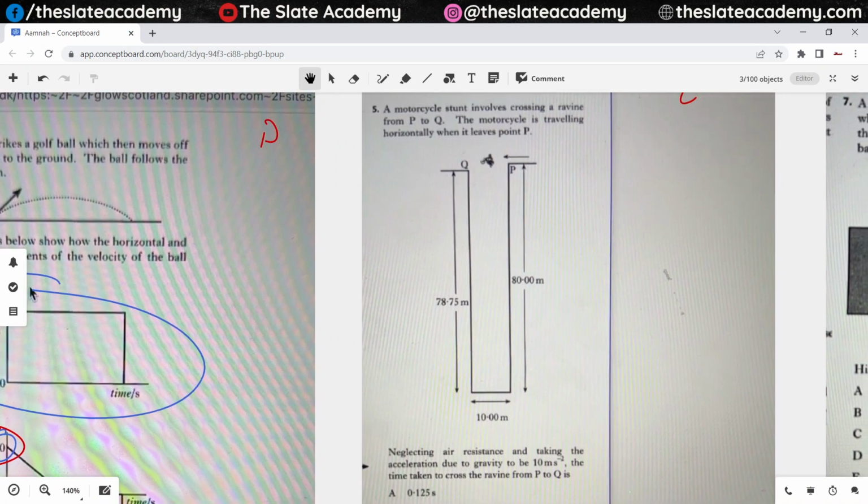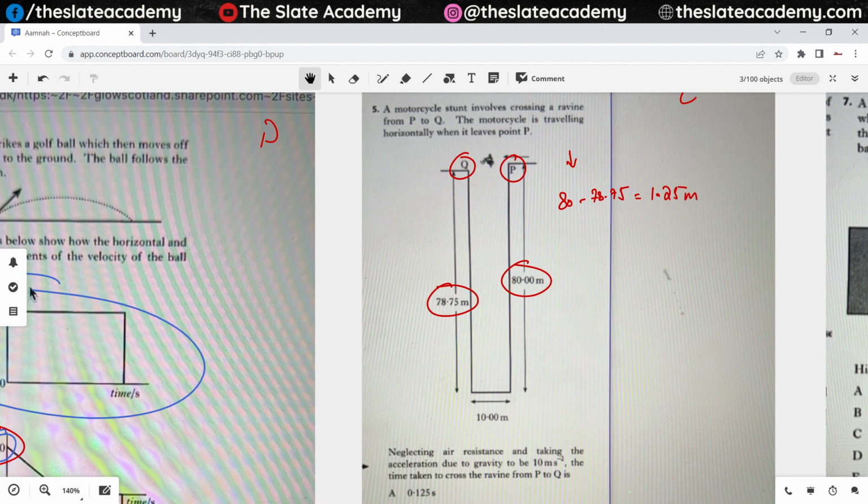So over here, what's happening is that it is losing height as it goes from P to Q. At P, its height was 80 meters. Over here, the height is 78.75 meters. So the distance covered, if I talk about the vertical fall, would be 80 minus 78.75. This would be 1.25. The distance covered is 1.25 meters.